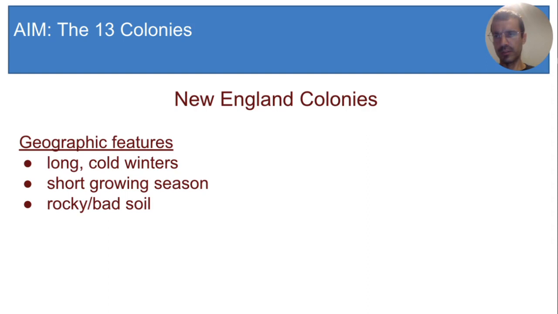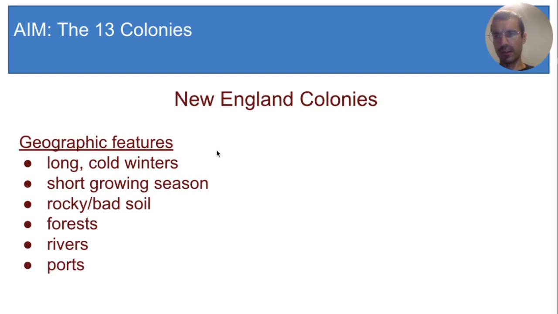Winters are long, which means there's not much time to grow crops. We call that a short growing season. Also, the soil is very rocky. It's full of rocks, and that's bad for growing crops. So we can say that it was pretty hard to grow crops in New England.